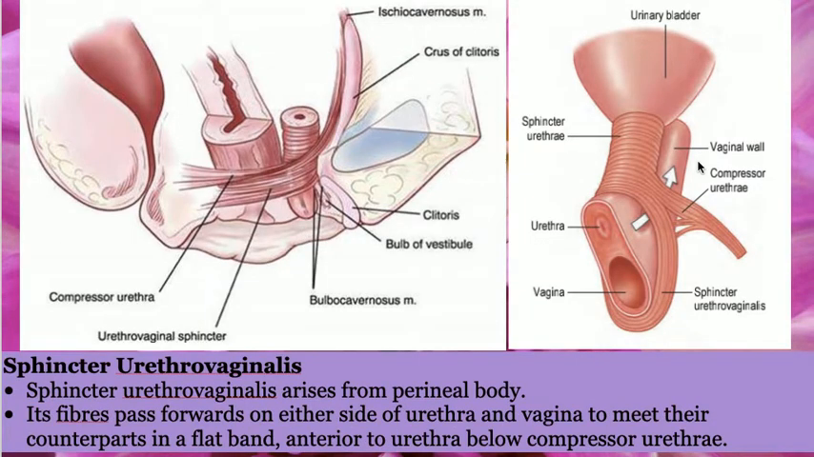We have another muscle called the sphincter urethrovaginalis. As the name suggests, it is only found in the female, arising from the perineal body. The fibers pass forward on either side of the urethra and the vagina to meet their counterparts on the other side, anterior to the urethra, below the compressor urethrae muscle. This is the compressor urethrae muscle, it is below it and anterior to the urethra.